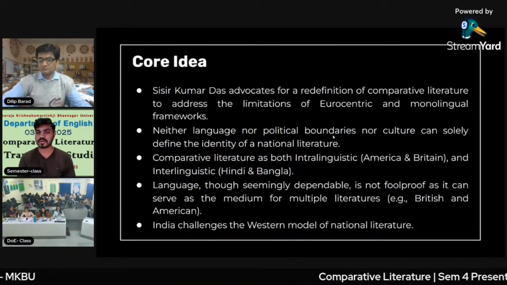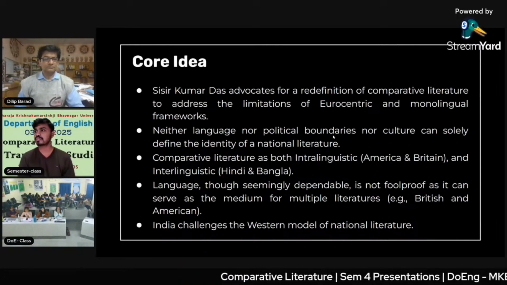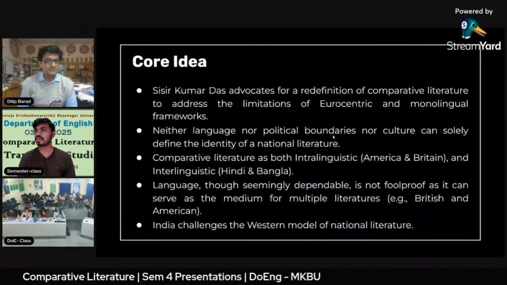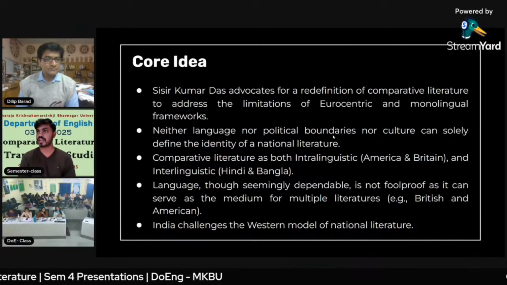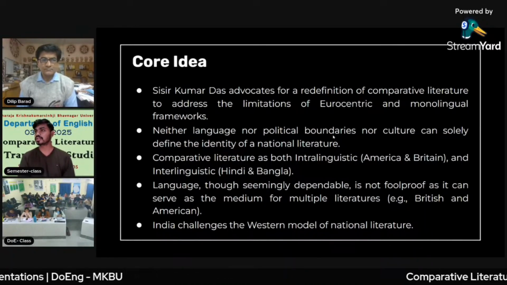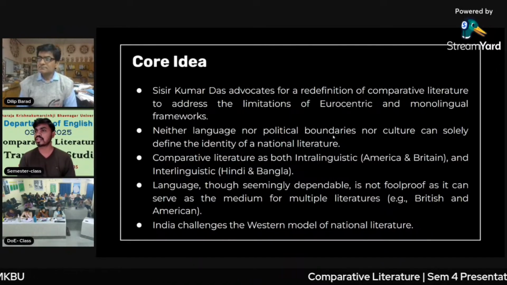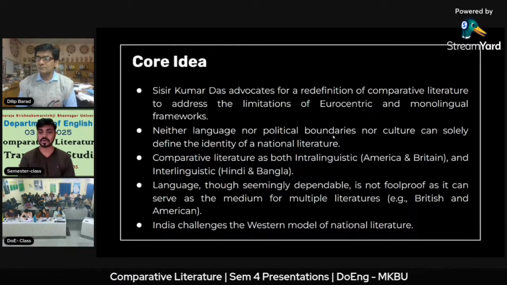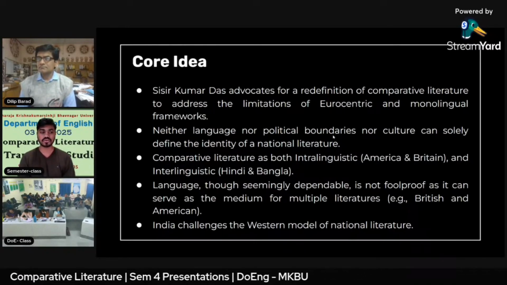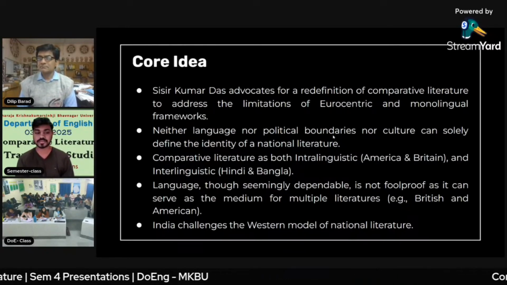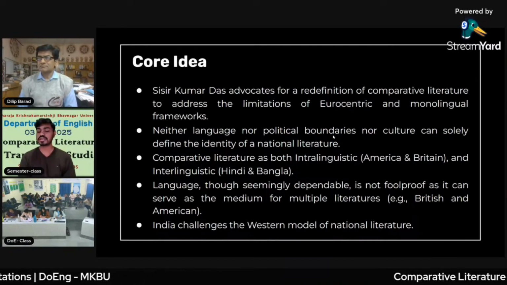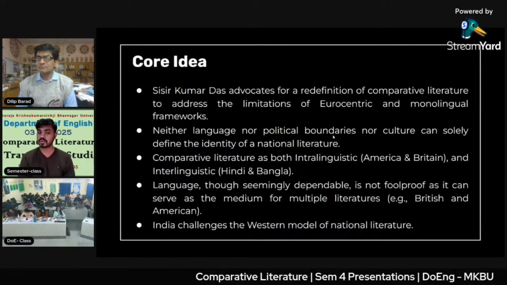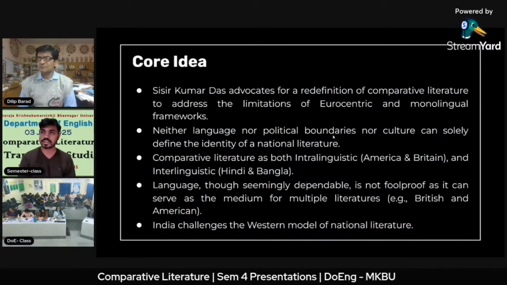It is because of the same language, and he gives the example of American and British literature, because both nations follow a similar language, that is English. But comparatists do not study these two literatures, and they do not consider it a comparative study. He also says that neither language nor political boundaries nor culture can solely define the idea of national literature. Keeping these things in mind, he also gives two concepts: intralinguistic and interlinguistic studies.